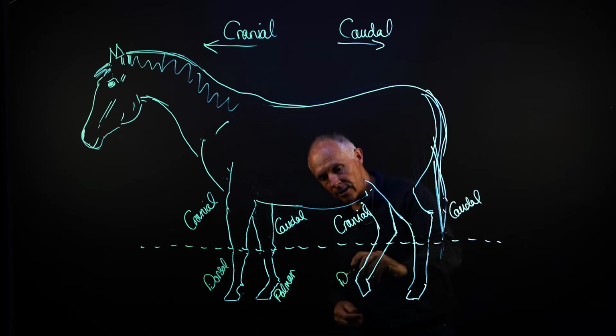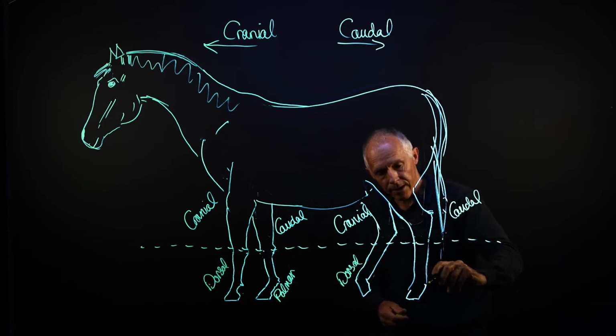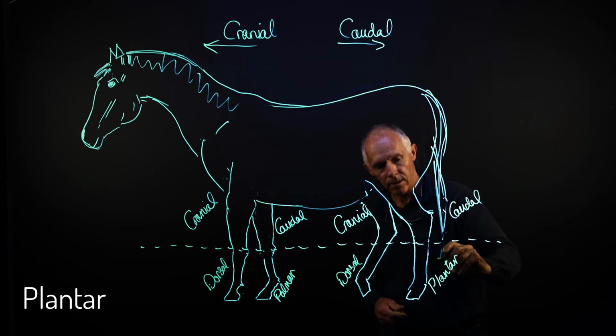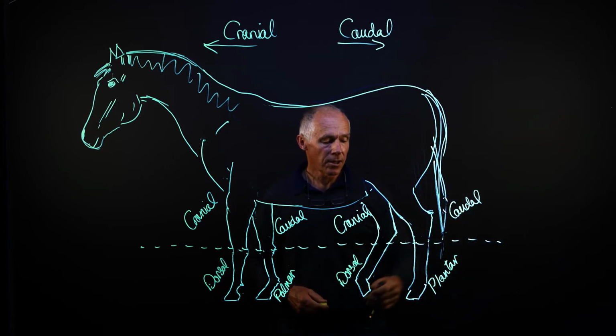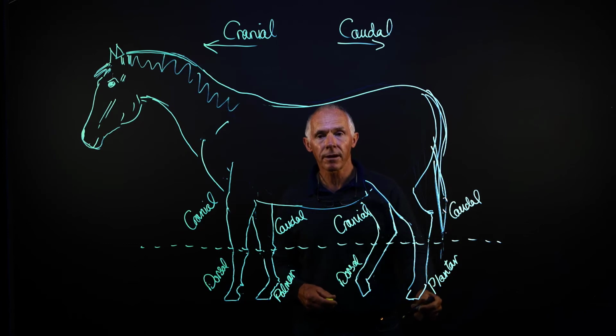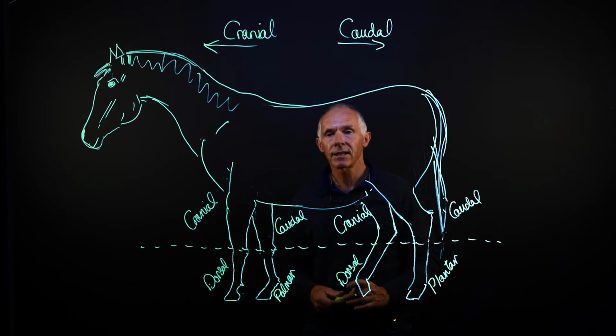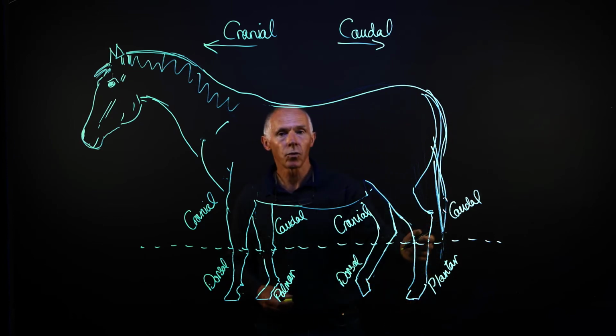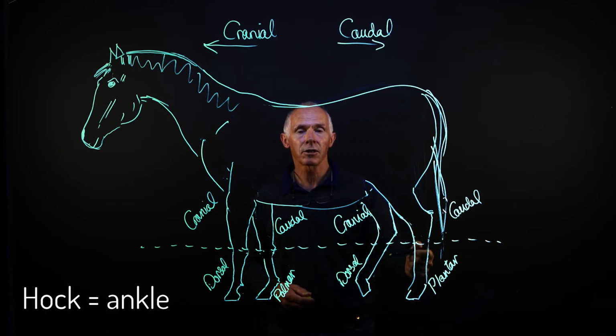Front face of the hind limb is dorsal, and the back face is plantar. Think plantar wart. On the bottom of your foot is the bottom face or back face of your foot. Plantar is the back face of the horse's hind limb below the hock, because the hock corresponds to our ankle.